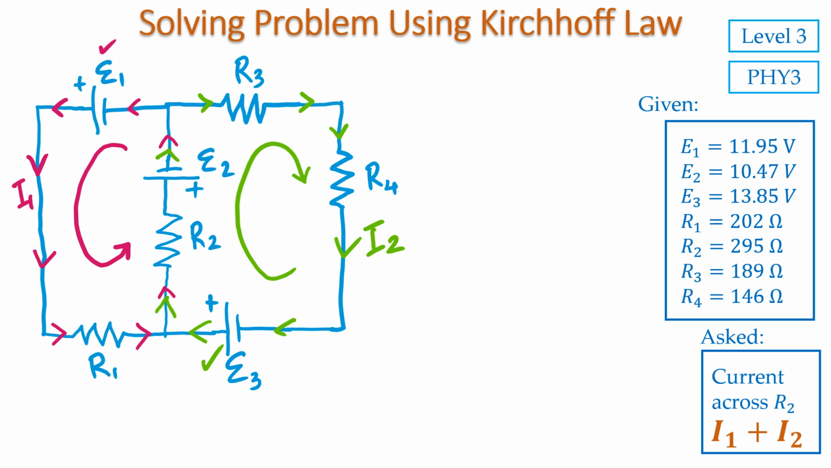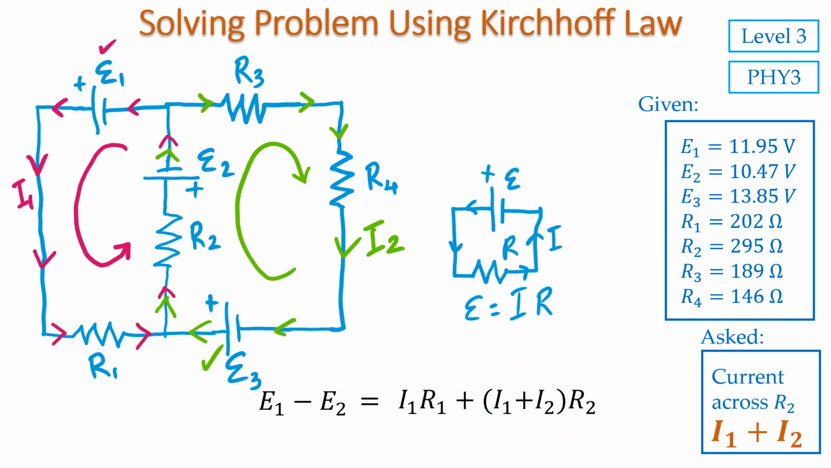Let's do it for the left part of the circuit. I prefer to do it in the following way. I collect all the voltages from the battery to the left-hand side and the current times resistance on the right-hand side. You may wonder how I have the confidence of making the sign right.